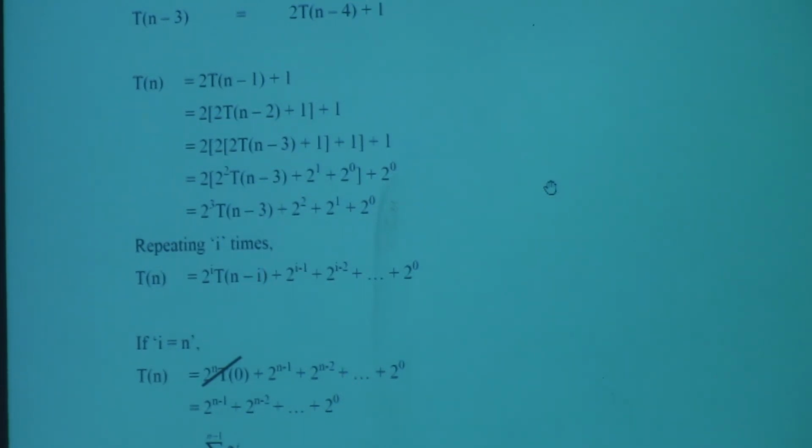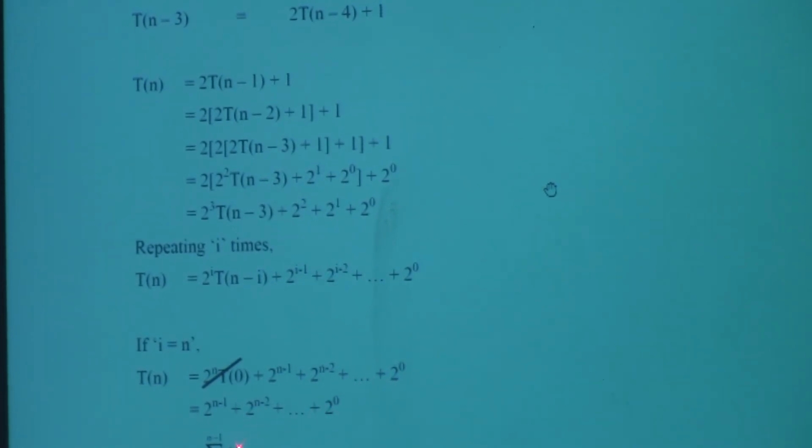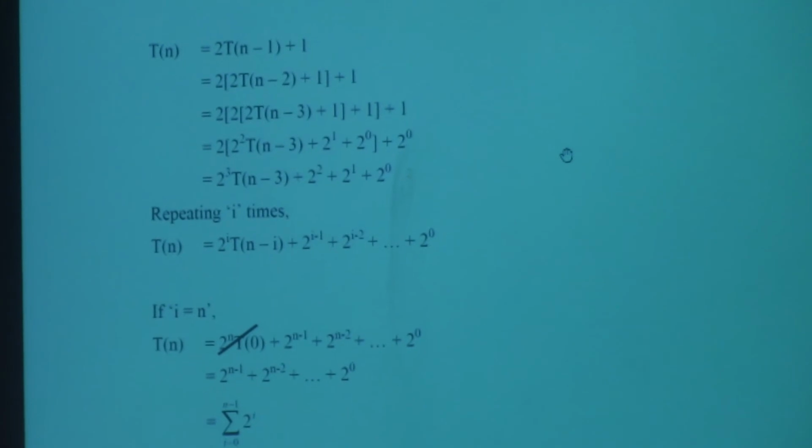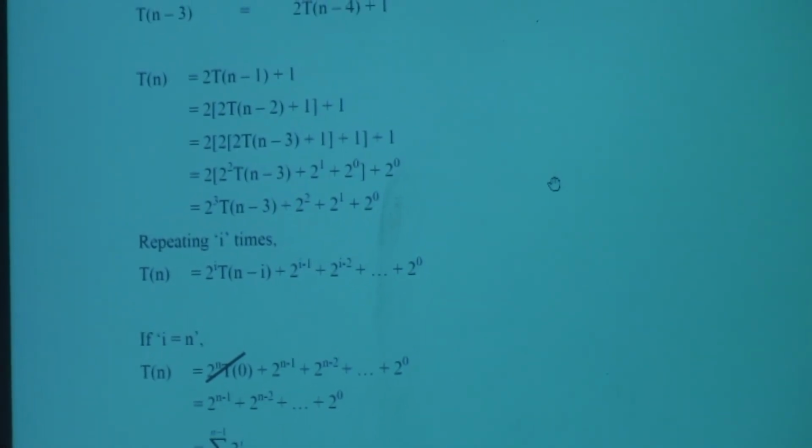And when i is equal to n, I get 2 to the n times T of 0 plus 2 to the n minus 1 plus 2 to the n minus 2, and so forth until 2 to the 0. So what I have is the summation of 2 to the i power as i ranges from 0 up to n minus 1. Now, we're going to talk about how to solve this. Some of you may recognize this as a geometric series, which, by the way, our textbook has a nice appendix that shows you the geometric series derivation.